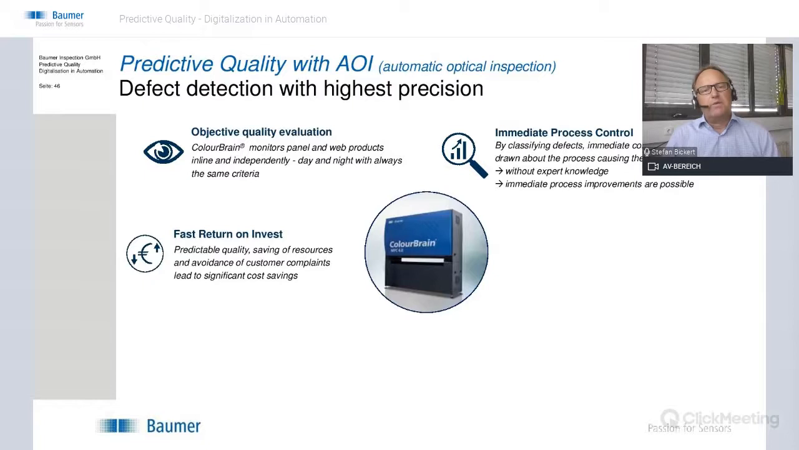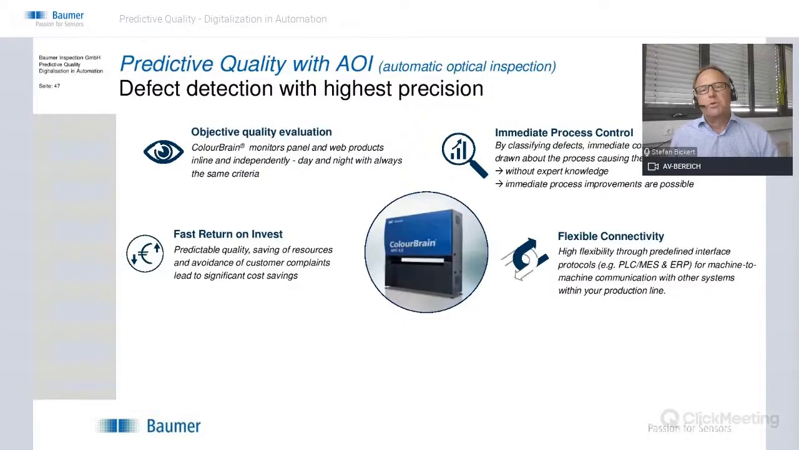With these systems, you have a really fast return of investment, because if you correct in the right way and correct immediately, you avoid a lot of costs. And the costs, as I mentioned before, are not only the reject; there are many more cost factors in such a modern production. We have, of course, flexible connectivity. It is possible to use data from ERP, from your PLC and MES system, and integrate that, with standard protocols developed.